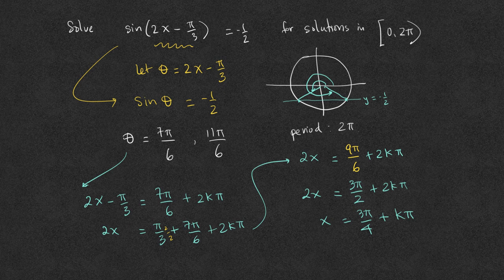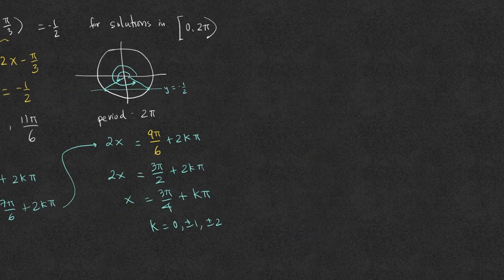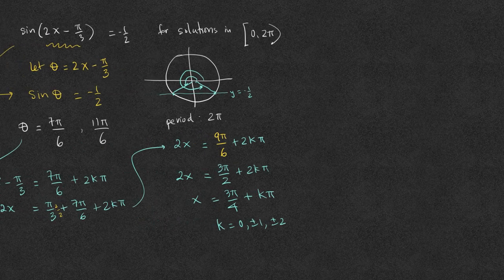We will need to find x by substituting k for 0, plus or minus 1, plus or minus 2, but the angles that we're looking for are positive angles, so we will plug in 0 or positive integers only. Specifically, when k equals 0, we have x equals 3 pi over 4 plus 0 pi, which is 3 pi over 4. When k equals 1, x is 3 pi over 4 plus 1 pi. 3 pi over 4 plus 4 pi over 4 is 7 pi over 4.